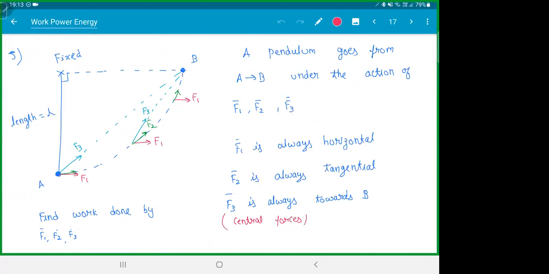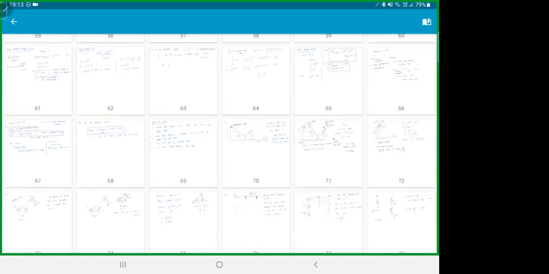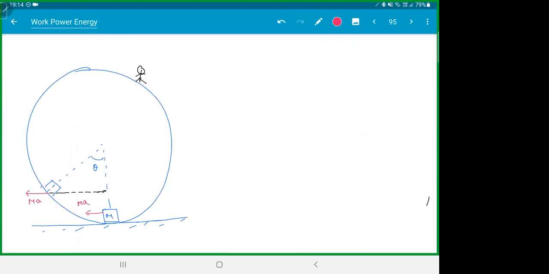If the force is horizontal, the work done is force into horizontal displacement, isn't it? Force into displacement in the direction of the force. So even though this is going on a curve, the work done by the pseudo force will be pseudo force into the horizontal distance. This is r sin theta. And what is this height here? This is r cos theta. So this will be r into 1 minus cos theta.